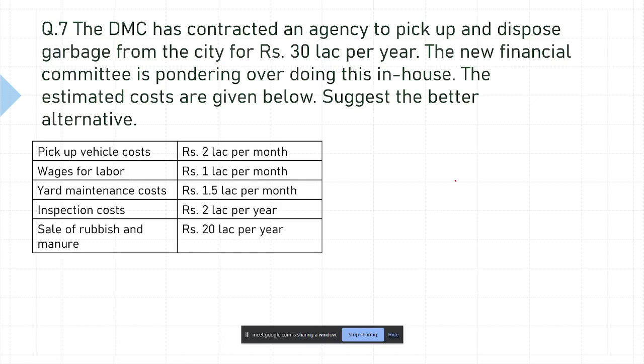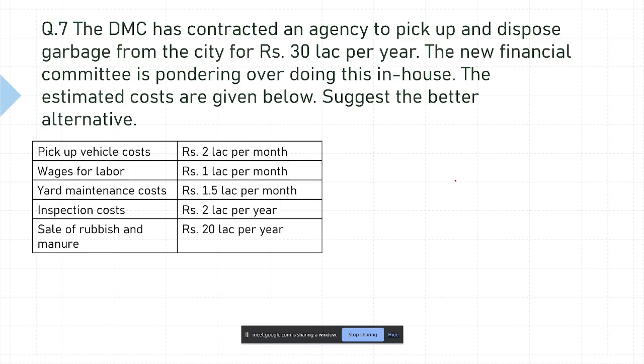Now this is a problem of kind of the same sense as owning versus renting. There is a city where they have given the contract to an agency to pick up and dispose of the garbage for rupees 30 lakh per year. Now there is a newly elected body, and they are planning whether they can do it in-house, so that instead of that agency earning the profit, they will earn it themselves. They got an estimate that pickup vehicles will cost rupees 2 lakh per month, wages for labor 1 lakh per month, yard maintenance 1.5 lakh per month, inspection cost 2 lakh per year, and from whatever rubbish they collect and the manure they produce from organic waste, they will sell it for 20 lakh per year.